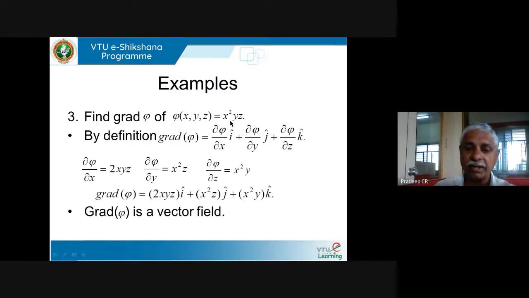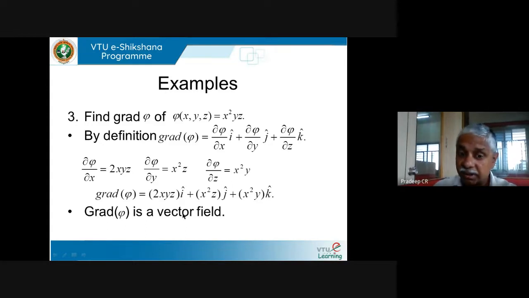For del phi by del y, x and z are constant. You differentiate with respect to y, and you'll get x square z. That's what I have written here. Differentiating with respect to z means x and y are constant, so it is just x square y. That's what I get: del phi by del z is x square y. Now substitute all this in, so I'll get grad phi as 2xyz i, x square z j, x square y k.